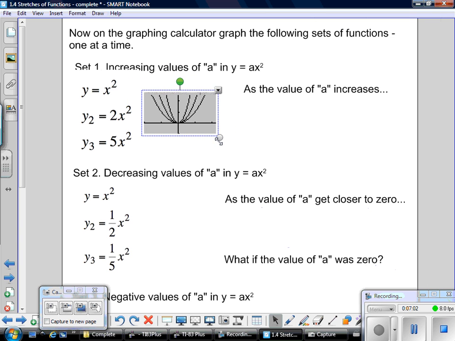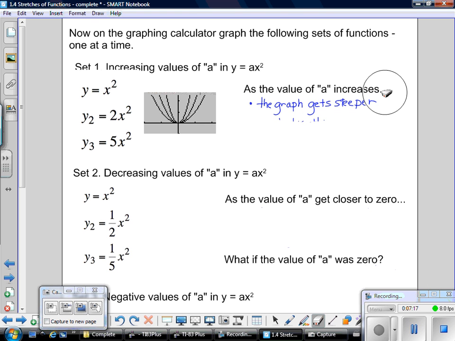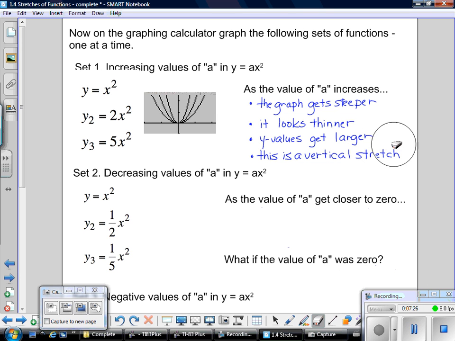Okay, so what we notice is that the graph gets steeper. In other words, they look thinner than normal. So this is our normal one, and each time it gets steeper and steeper and steeper. So the y values get larger. So we call this a vertical stretch. That's the fancy word, a vertical stretch. It's stretching those y values.